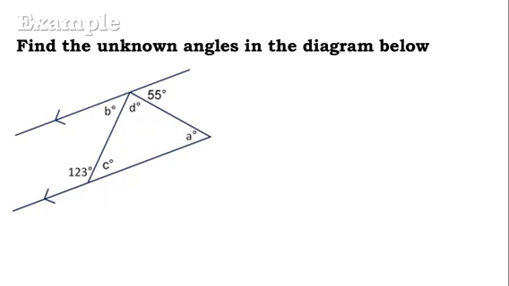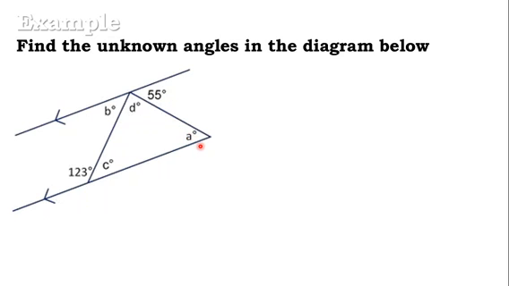So this is the example. We have to find the unknown angles in the diagram below. We have 4 angles that are unknown. We have A, B, C and D. But they give us 2 angles which we know. We have 123 degrees here, and then we have 55 degrees at the other side. Okay, so maybe we start with A.